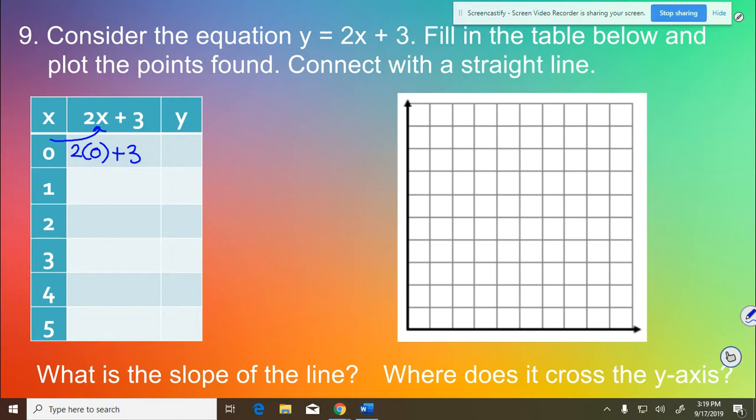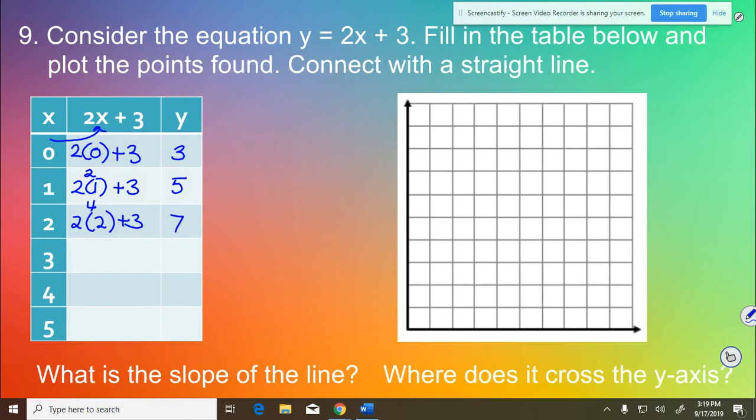We all know that 2 times 0 is 0. Add 3, we get 3. We plug in the 1 the same way. 2 times 1 plus 3 is 2 plus 3, which is 5. Plug in the 2 the same way. 2 times 2 plus 3 is 4 plus 3, which is 7.